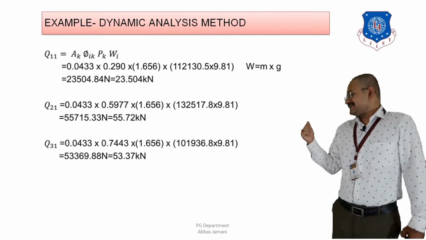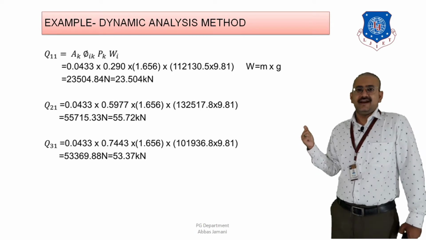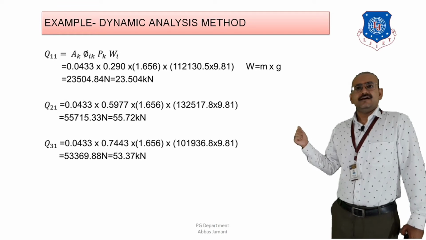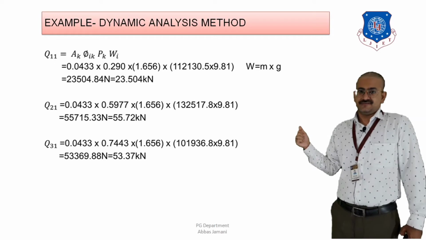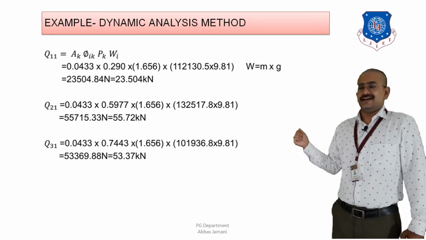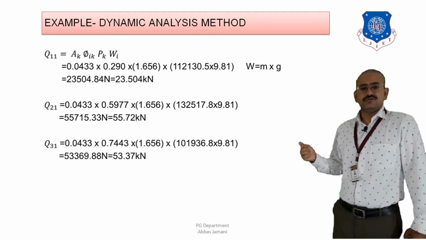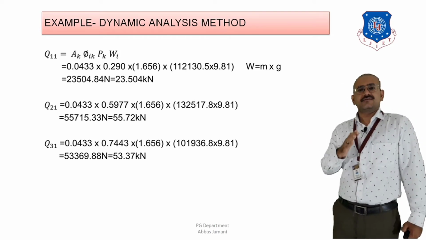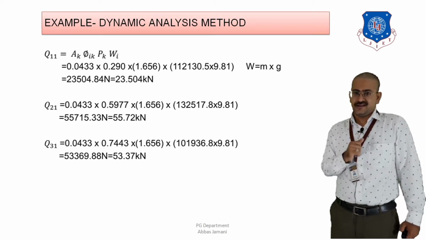Right? Then if these values are available to us, I can calculate the value of lateral loads at each story level, that is Q11, Q21, Q31, where 1, 2 and 3 are indicating the floors and 1 is indicating the mode shape. So substituting these values, I will get Q11 is equal to 23.54 kilonewton, Q21 is equal to 55.72 kilonewton and Q31 is equal to 53.37 kilonewton. Right? So this is how the design lateral forces corresponding to the first mode are calculated.